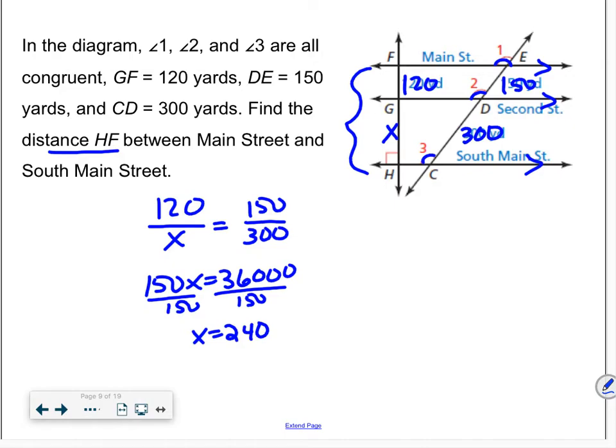Now keep in mind that they didn't ask us just to find this piece. They asked us to find the entire distance. So if we're answering their question, the answer would actually be 360 yards. So you always want to make sure that you're answering the question that they're asking us.